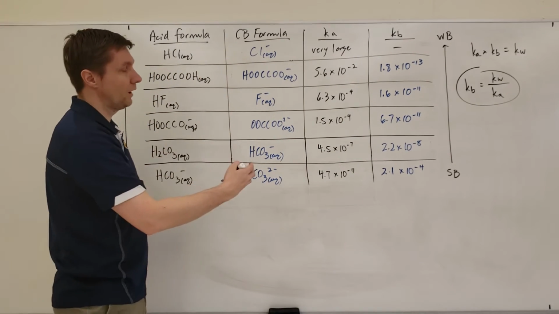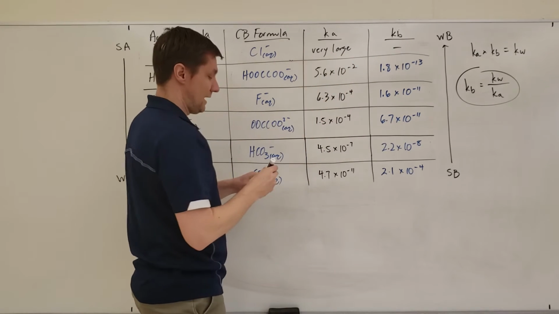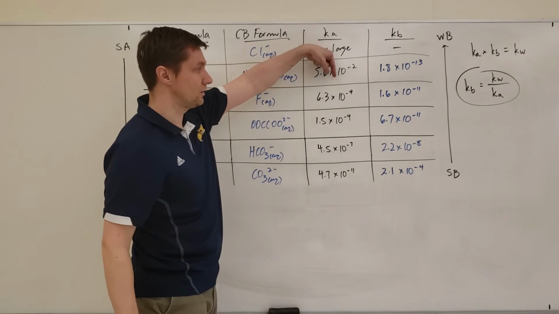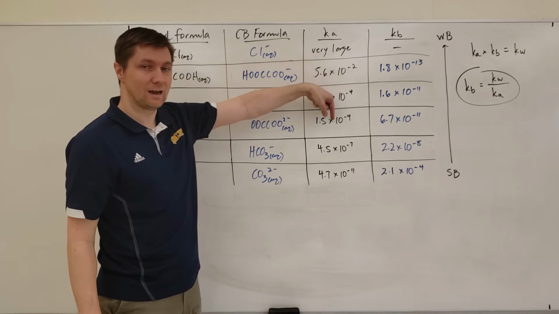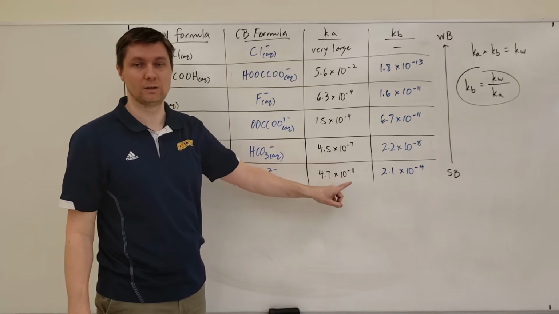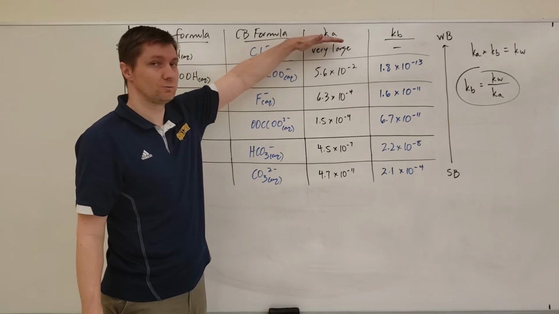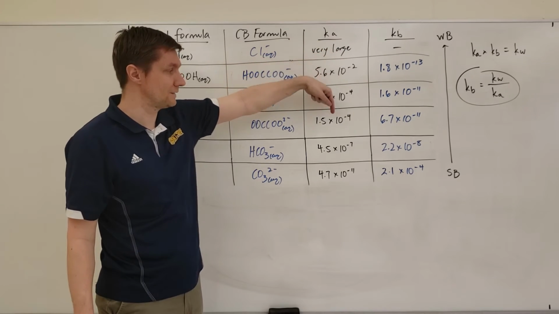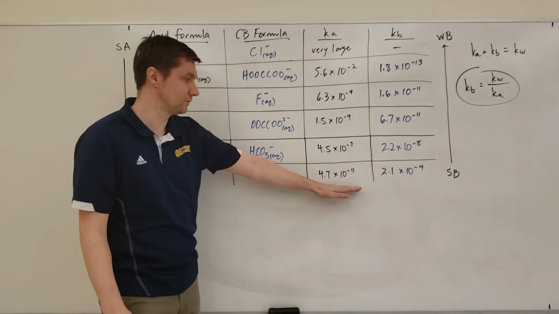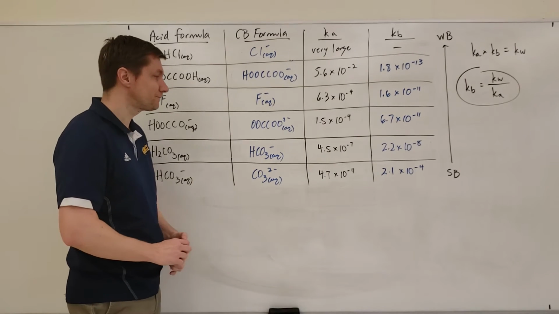What I want you to notice and make note of is that as I move down the chart, the weaker the acid becomes, the smaller my Ka value becomes. Which also makes sense, right? If I'm starting up here very large with strong acids and I'm getting weaker acids, it would make sense that my Ka values get really small as I get really close to the bottom of the chart.